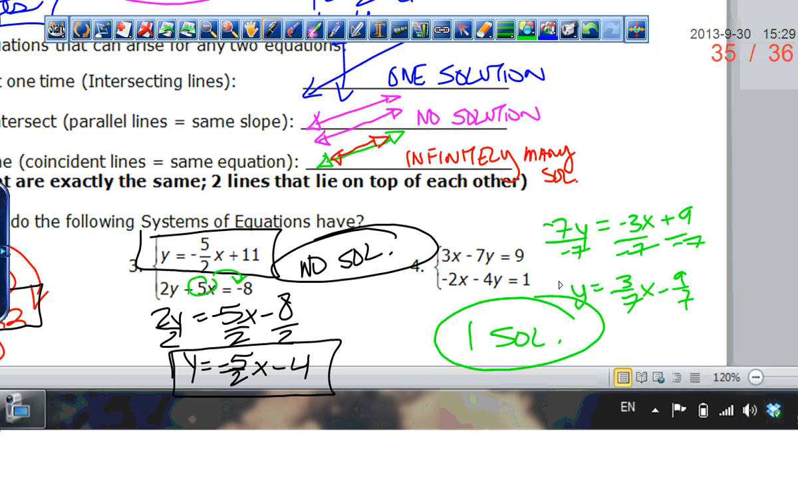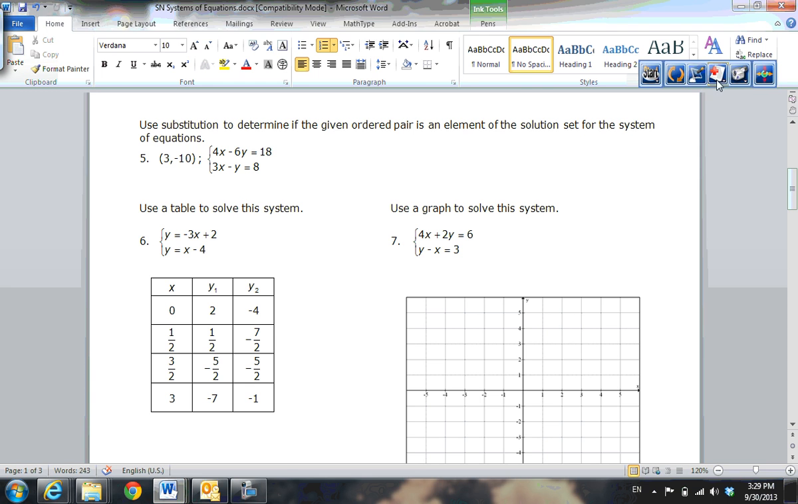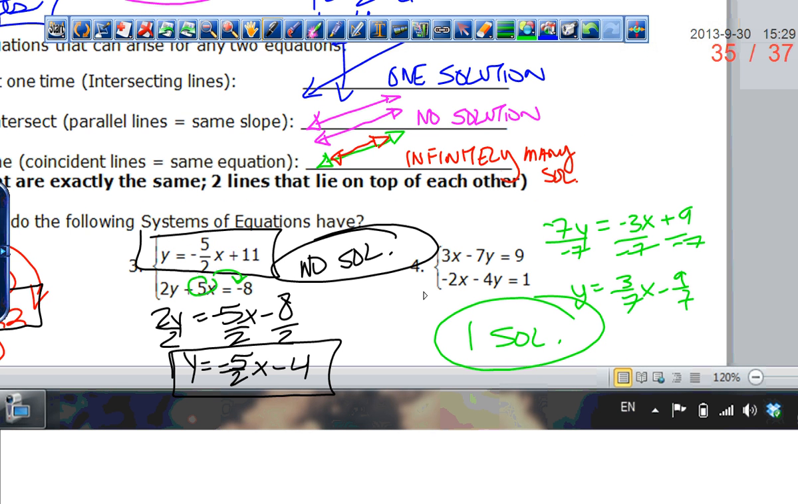Okay, the next couple. Let me go back. Number 5, I want you to figure out whether those ordered pairs are a solution. So what should we do with that? Plug them in, right? Yep. We just did that on number 1. Go ahead and give it a shot. Number 5. Plug and shove.